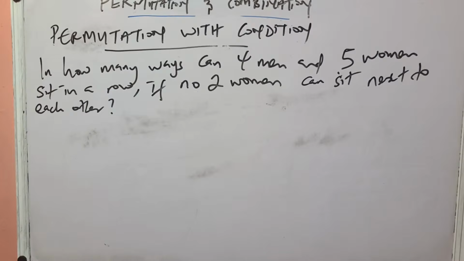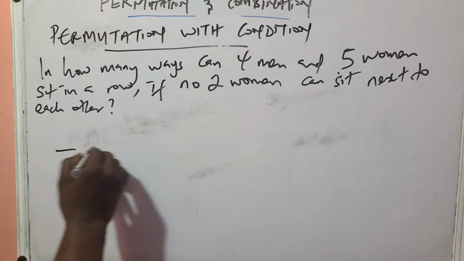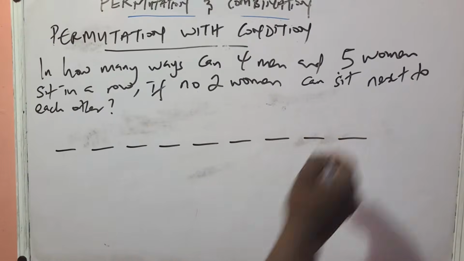Okay, let's look at it this way. Of course, I love to draw pictures so that at least everyone can be able to relate to this. They said we have how many women? 5 of them. And we have how many men? 4 of them. They're supposed to sit in a row, right? So that means we'll have 9 different seats: 1, 2, 3, 4, 5, 6, 7, 8, 9.